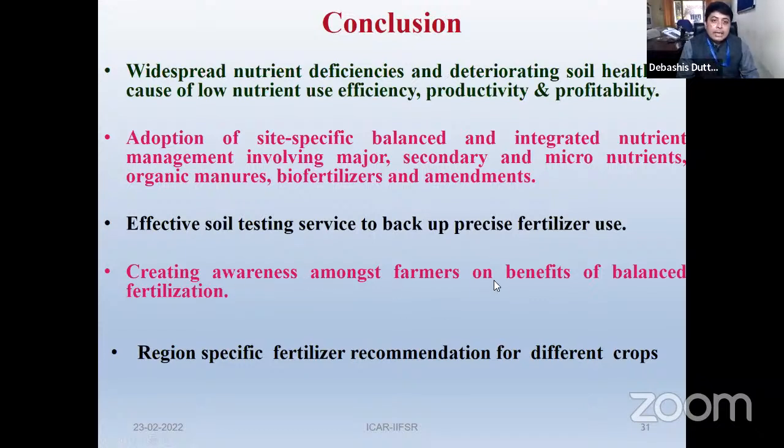Then, creating awareness among the farmers on the benefit of balanced fertilization and region-specific fertilizer recommendations for different crops, because the recommended dose applied in Modipuram or in UP is different from Tamil Nadu, Karnataka, Kerala, and it is different from Gujarat to Manipur. So region-specific recommendations should be there, through which we can recommend to the farmers the different sources of nutrients to fulfill the requirement of the crops.